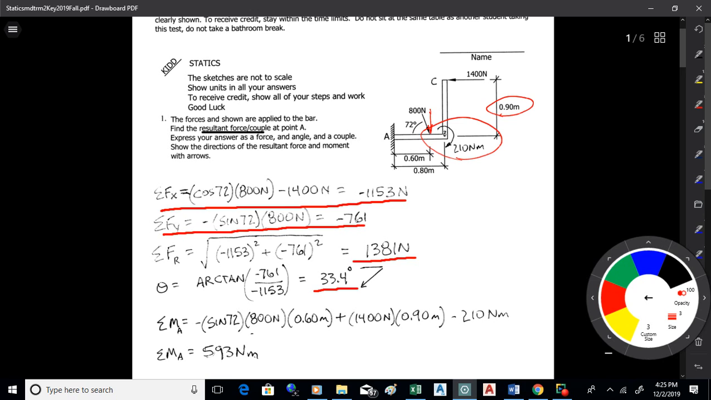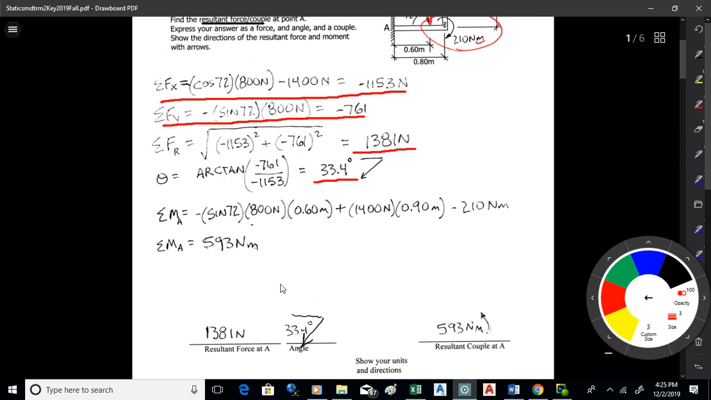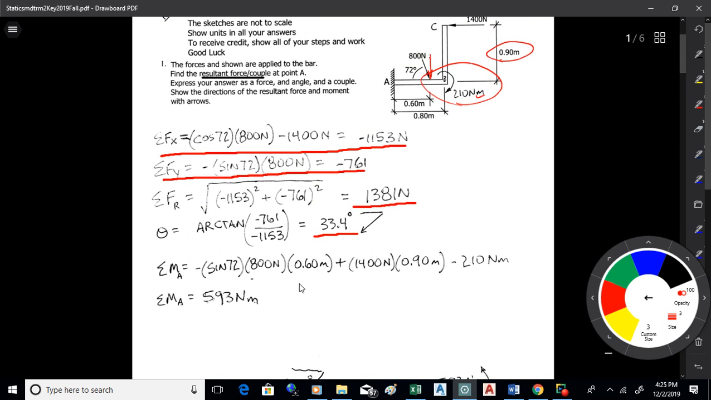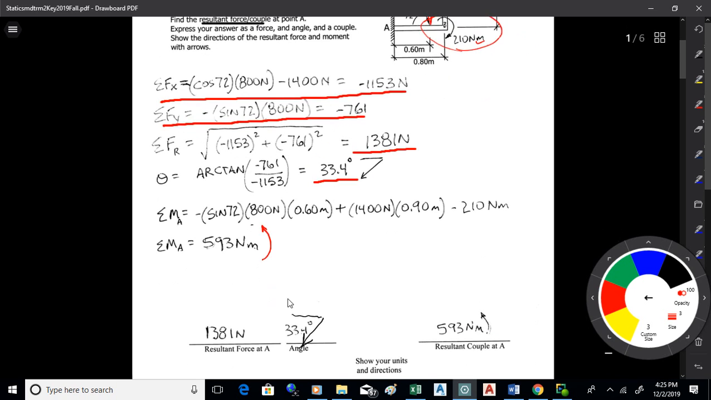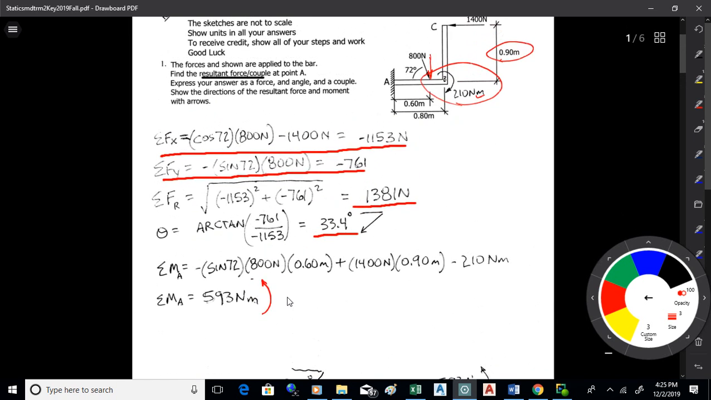The couple does not get a moment arm. It's just a couple. The way I think about that is the meters is already in there, so I don't need a moment arm. Sum those up, I get 593. That's positive. I didn't show that direction, but it's coming around like that. So that's the first one, that's finding a resultant.